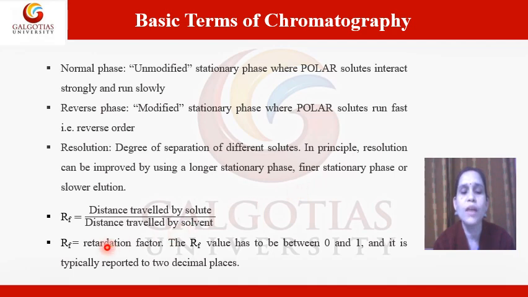Then what is the RF value? RF is your retardation factor. It is the distance travelled by the solute divided by the distance travelled by the solvent. So the RF value is between 0 and 1. Always the RF value of a compound is less than 1. It is reported to 2 decimal places.